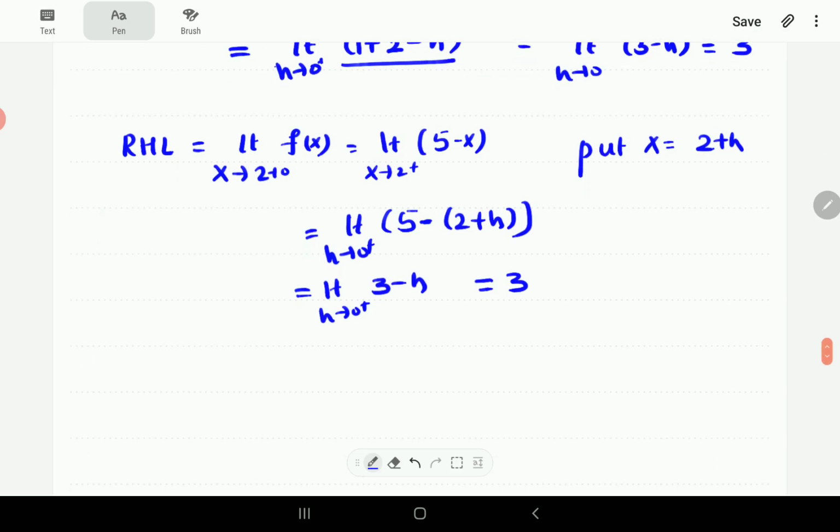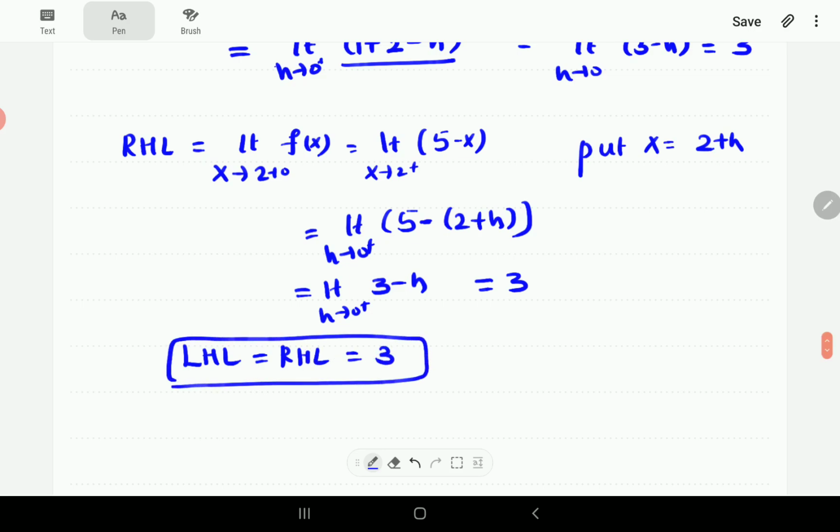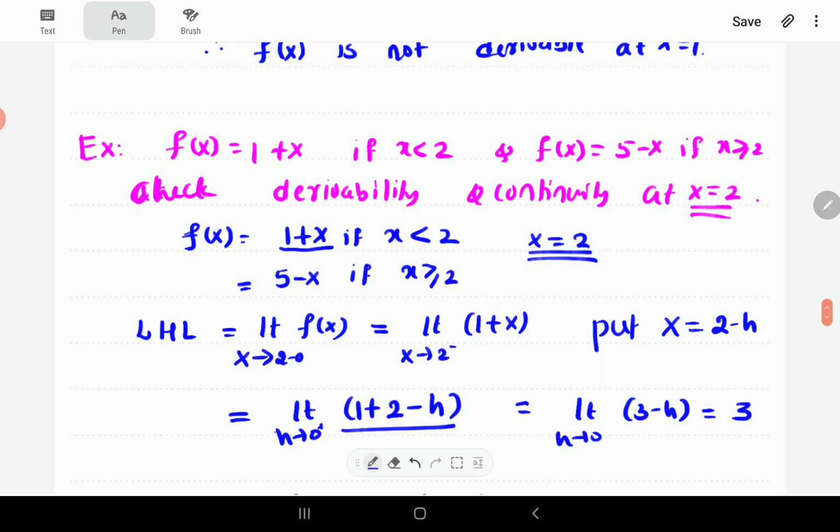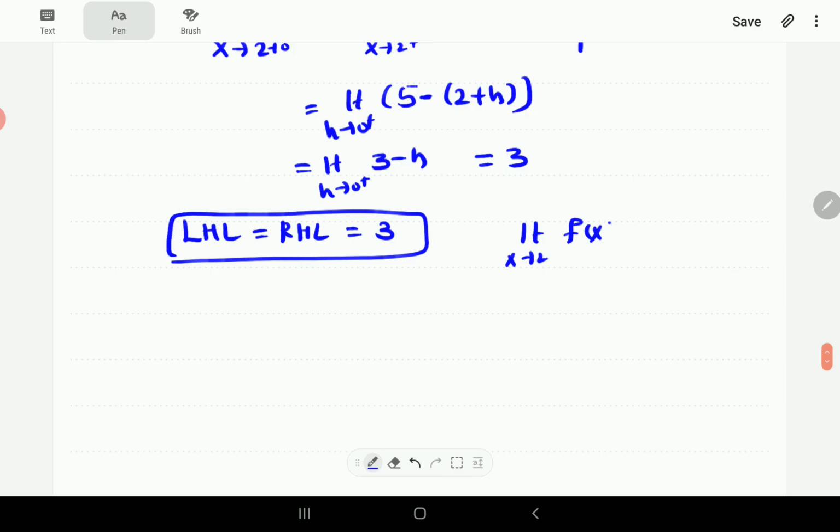So here clearly you have got your LHL equal to RHL, which is equal to 3. Left hand side limit equals right hand side limit equals 3. Now we have to find the value of the function at x equal to 2. What is f of x at x equal to 2? This is given by the function 5 minus x. So 5 minus x, put wherever x is there 2. This is 5 minus 2, which is equal to 3.